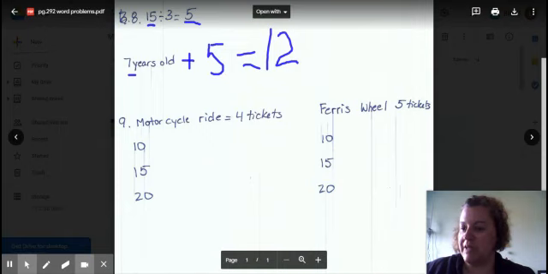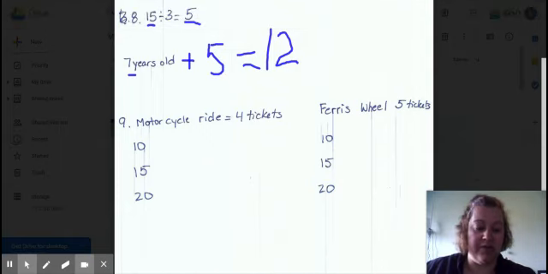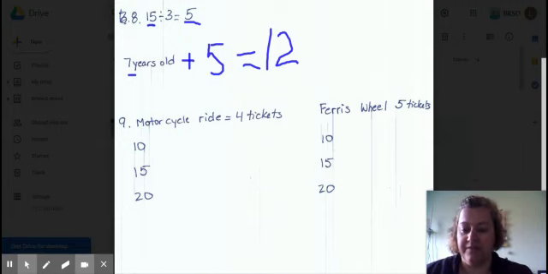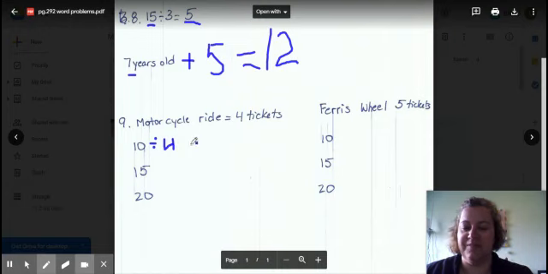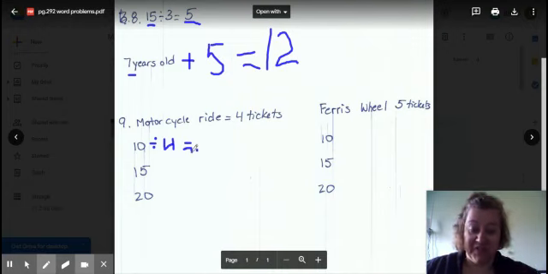Okay, so that's why I wrote down 10, 15, and 20, because you can buy the tickets in groups of 10 and 15 and 20. And so what do we have to do? Now, this is the tricky part, especially for these numbers. Because if you know your division a little bit, we know that 10 does not divide into 4 equally.